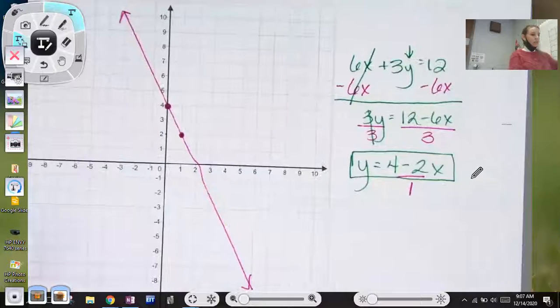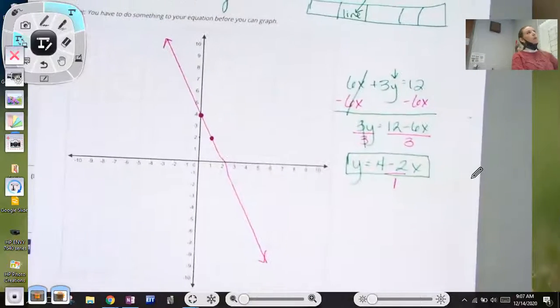All right, so there's your line. It's not an inequality, so we're not shading above or below it.